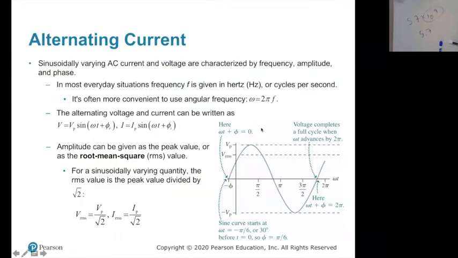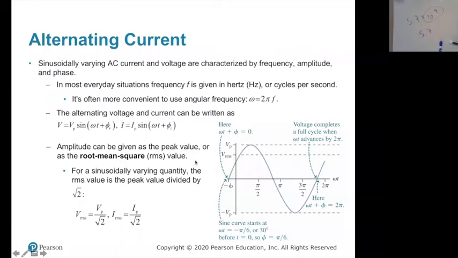Okay, so the idea is we have some alternating voltage source. We've got some kind of generator that's generating an alternating EMF, something that's increasing and decreasing. That could be as simple as that generator I pointed out last time. A rotating coil or a rotating loop of wire in a constant magnetic field will create an alternating voltage. So I've got some voltage.